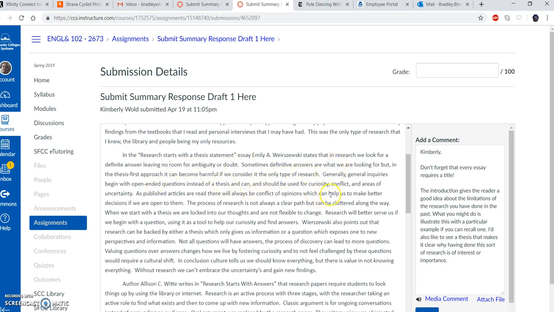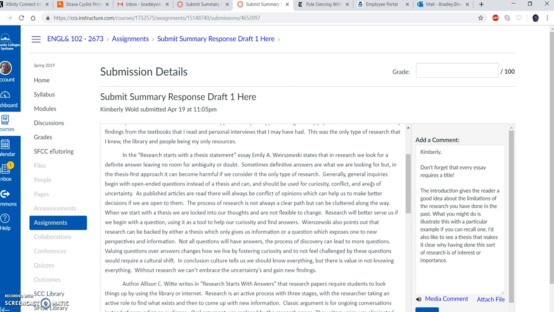Emily, I can't say, states that in research we look for a definite answer, leaving no room for ambiguity or doubt. Sometimes definitive answers are what we're looking for, but in the thesis first approach, it can become harmful if we consider it the only type of research. Generally, general inquiries, don't like to have those two words together, begin with open-ended questions instead of a thesis, and can and should be used to explore, I would say, our areas of curiosity, conflict, and areas of uncertainty. As published articles are read, there will always be conflict of opinion, which can help us to make better decisions if we're open to them.